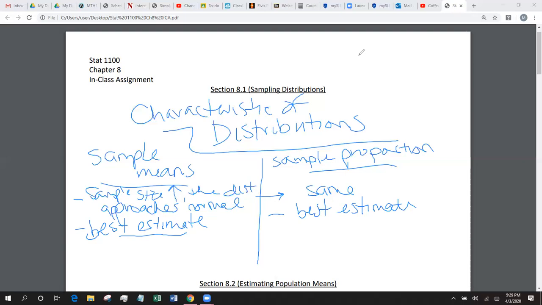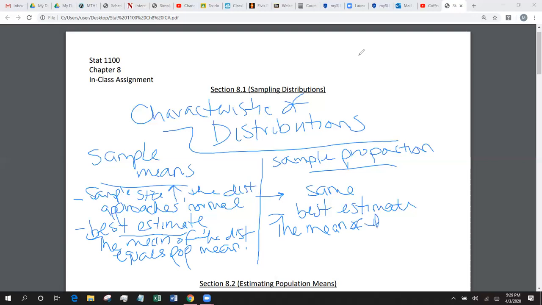But we can say that the mean of the distribution of the sample means equals the population mean. And the same thing would apply for this sample proportion as well. So we would say the mean of the distribution of sample proportion equals the population proportion.